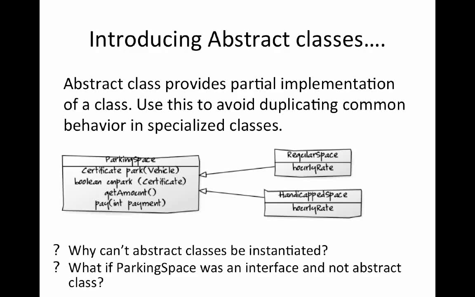On the other hand, you could also prevent creating an object of type parking space by making it an interface and not an abstract class. But if you were to make it an interface, all these methods would have to be re-implemented in both the regular space class and a handicapped space class, which I think is an unnecessary duplication of code, because these behaviors are exactly the same for regular space and handicapped space.